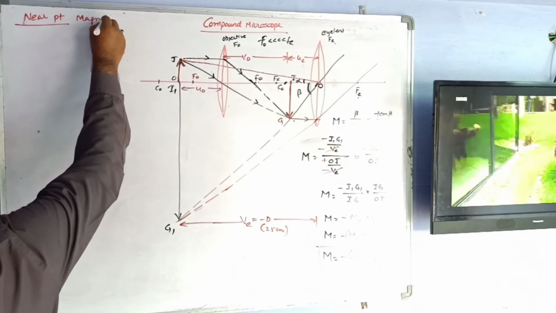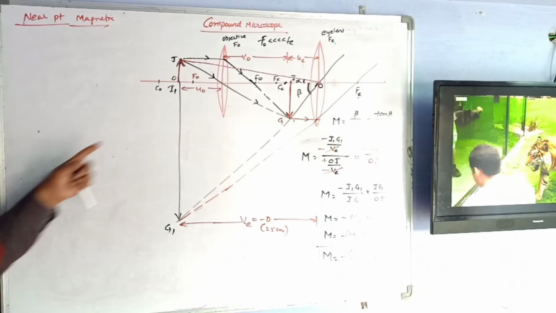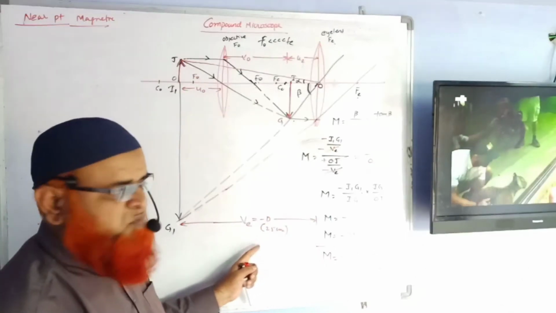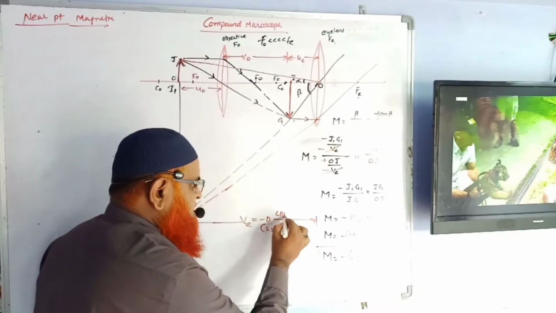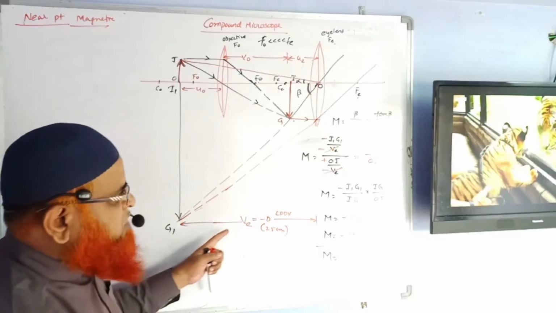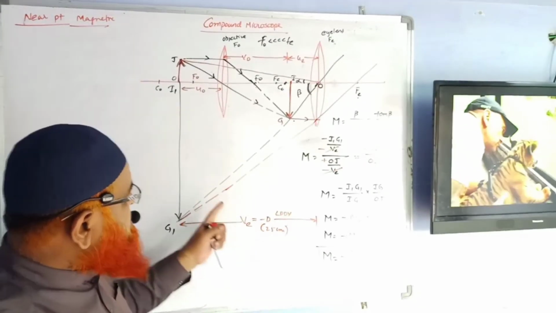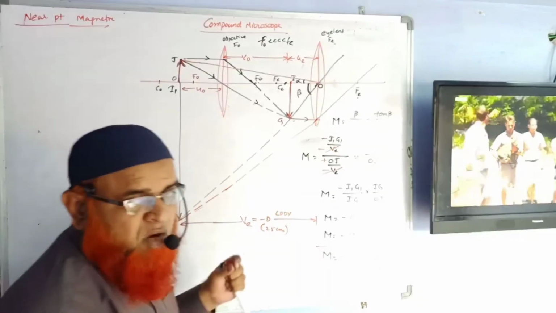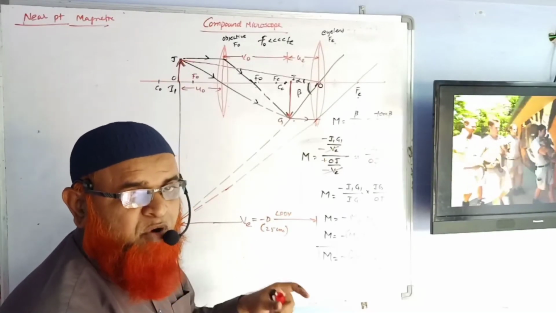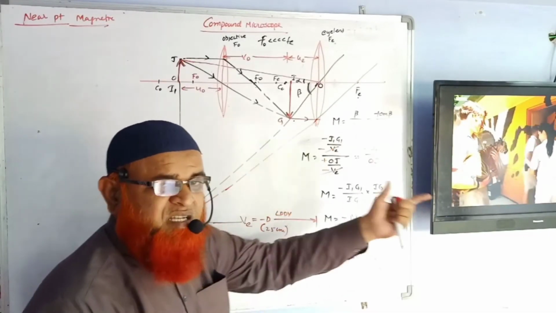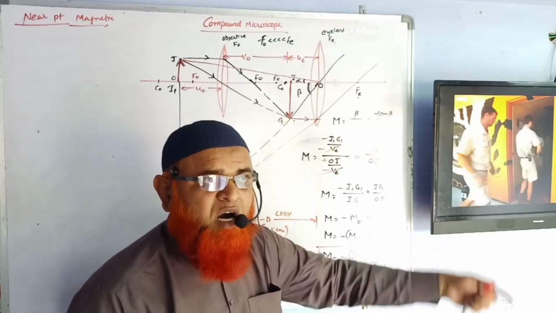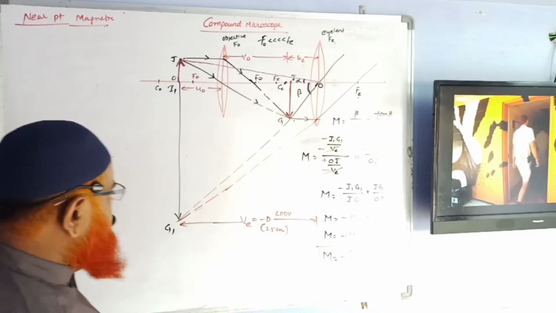So what do you mean by near point magnification? When the final image is at the least distance of distinct vision. So this is going to be the least distance of distinct vision. When the final image is at the least distance of distinct vision, then we call it a near point magnification. When the final image is at infinity, we call it far point magnification. So that is the case here.